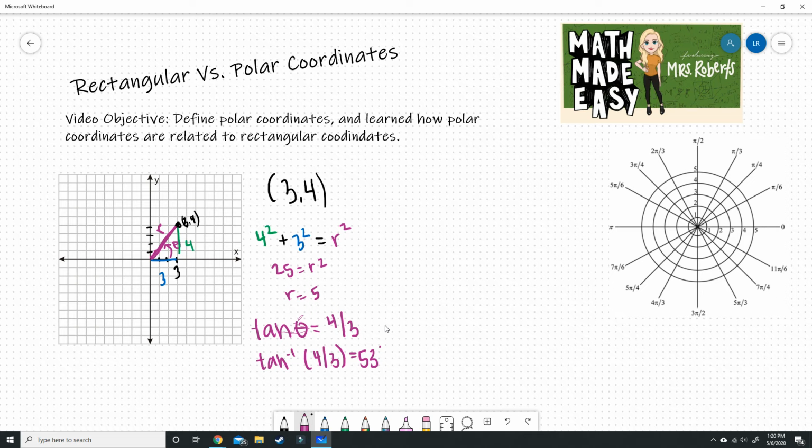So that means that if I wanted to graph this, I could draw an initial ray there. I could go 53 degrees. So I want to go 53 degrees, and I would just want to make sure that I make my ray 5. That's probably not 53 degrees. 53 degrees has to be a little bit more than 45, and we would just need to make sure that that ray is 5.